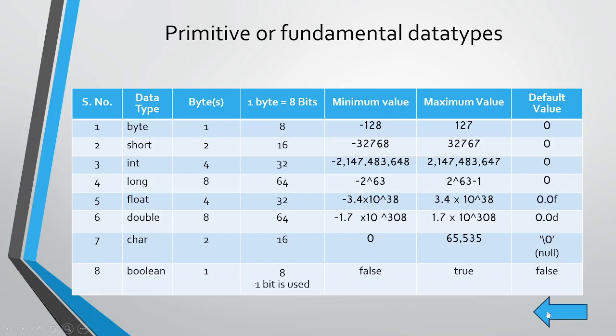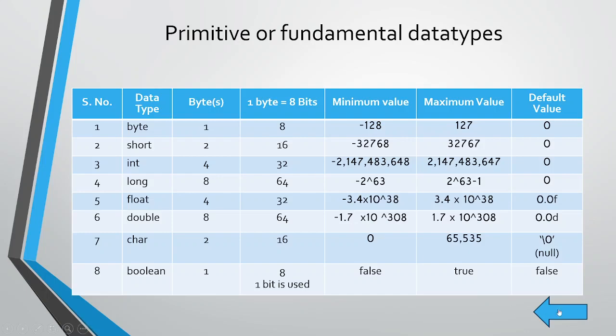Float, we need to really understand 0.0f. I'll teach you in programs. Double is 0.0d or just 0.0, anything is okay. Char is null. Backslash 0 is nothing but null. And boolean is either true or false.